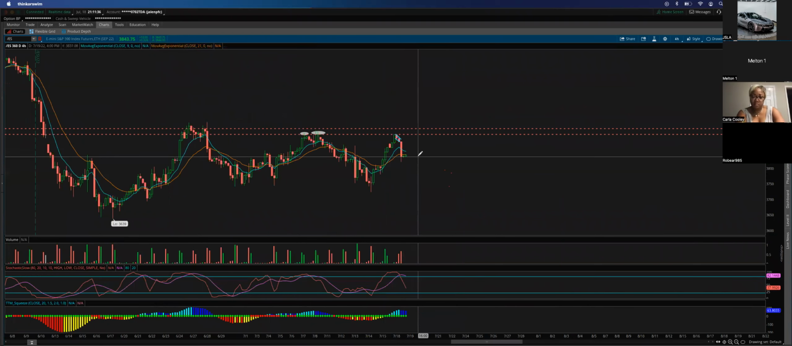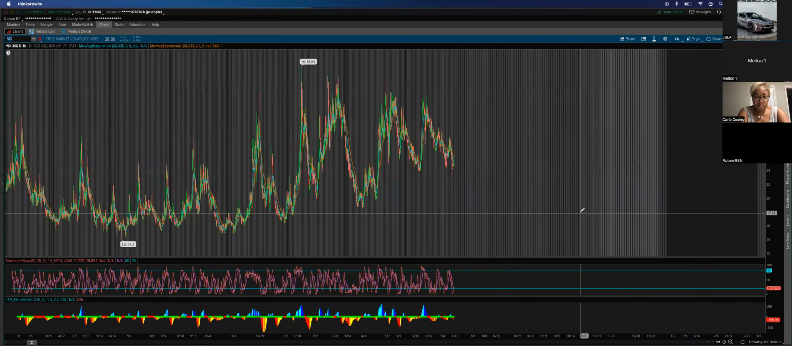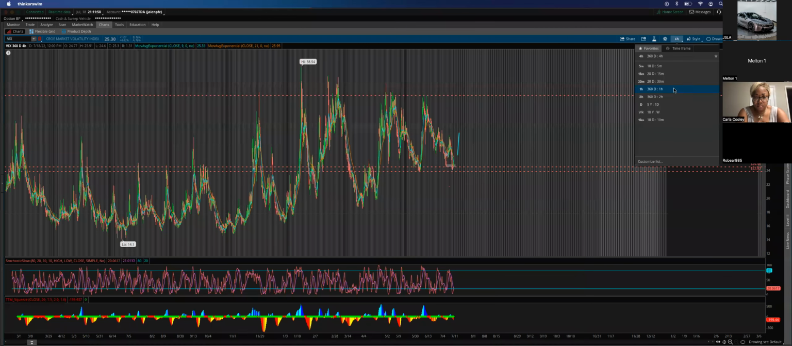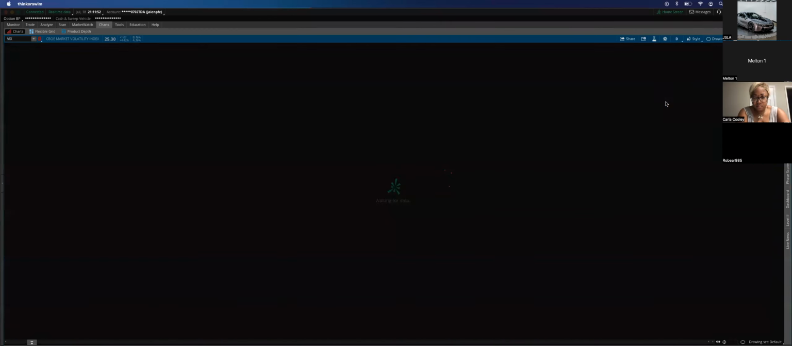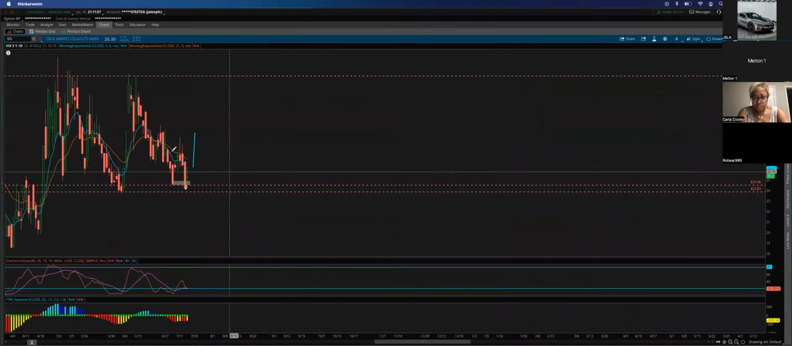We did close below the 21 EMA, and also, let me look here. When we look at the VIX, right, we still have more upside. And actually, if we're being honest, guys, the VIX looks like a falling wedge into this demand zone.